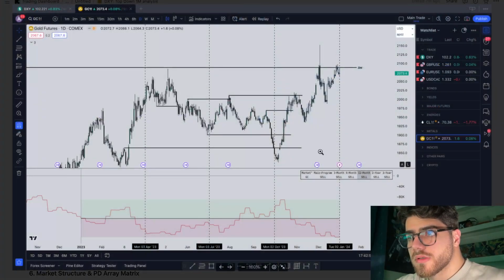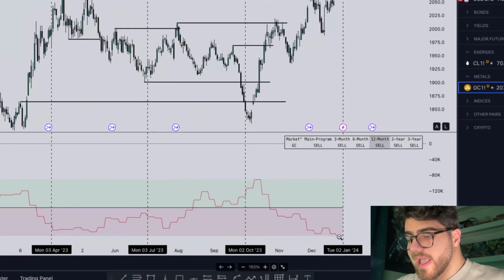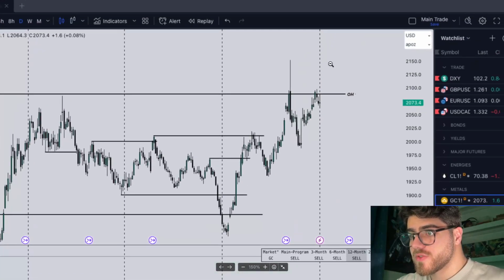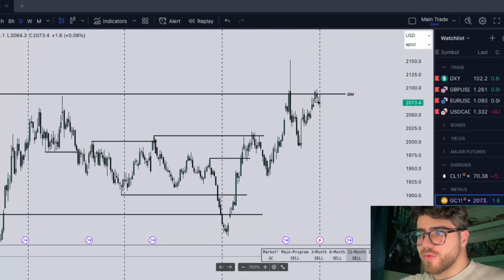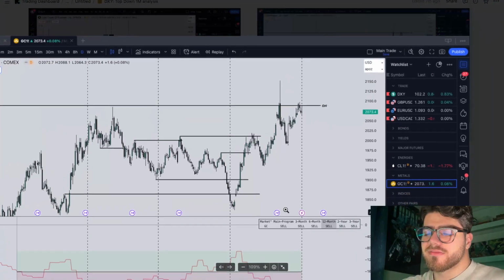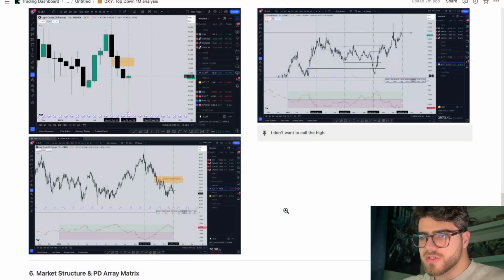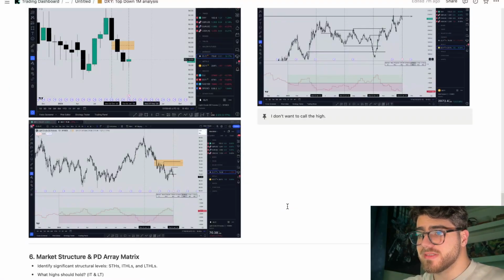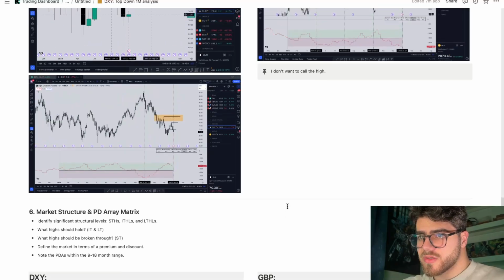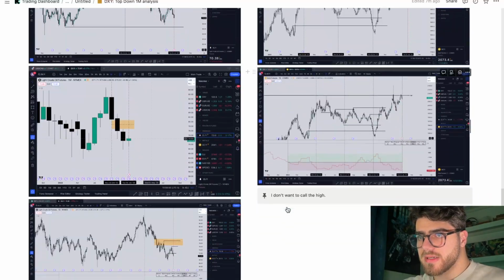On gold, I mean, gold is at an extreme in COT, and it's in a sell program all the way through, right? And we've just hit an all-time high on gold. We're also at a quarterly shift. So I don't think expecting a bullish gold from here is very realistic. So far, everything is aligning.